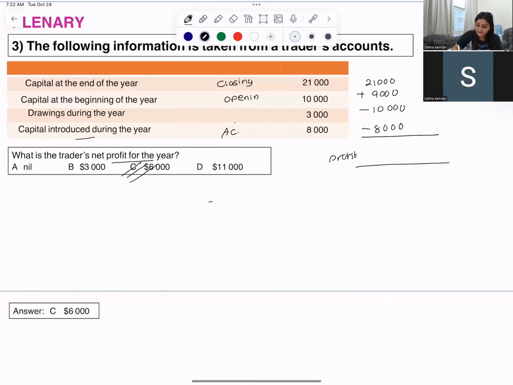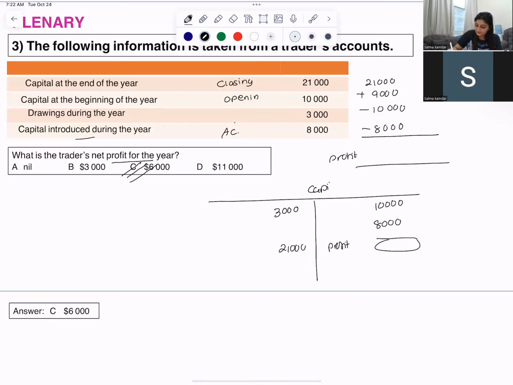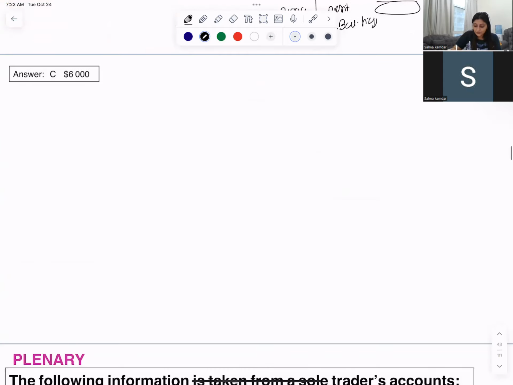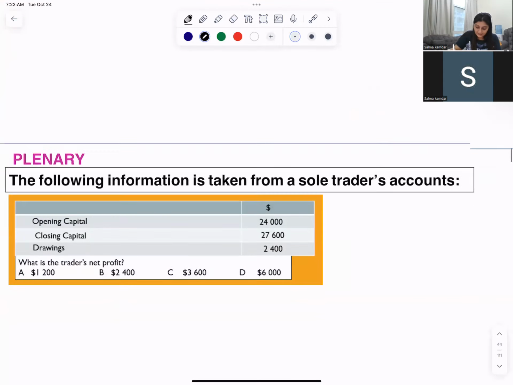Or alternatively, you can prepare a capital account: closing capital, opening capital, drawings, additional capital. So you will get your profit as balancing figure. You need to pause, do it yourself.